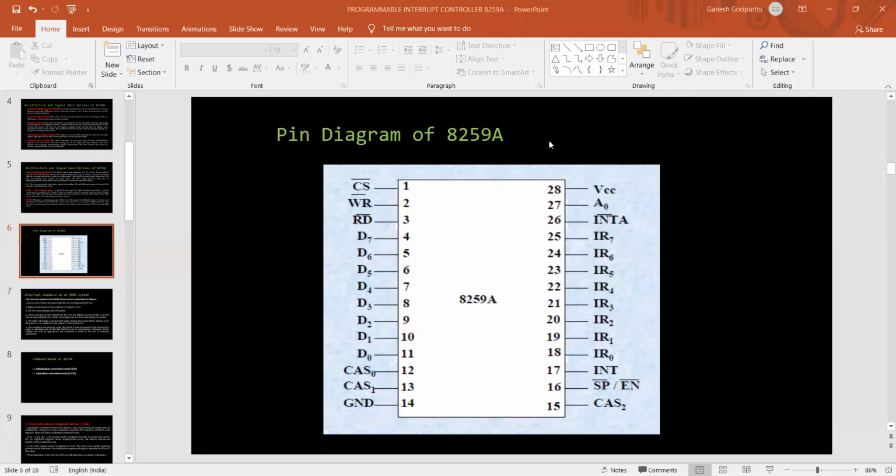In today's class, we'll extend the discussion with the pin diagram. The pin diagram of the 8259 is shown on the screen. It generally has 28 pins. This 8259 is different from other chips, which have 40 pins by default, but this 8259 has only 28 pins. All the pins you can see here are the ones you already saw in the architecture itself.